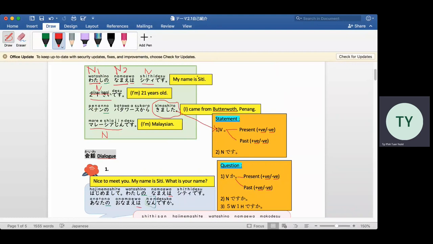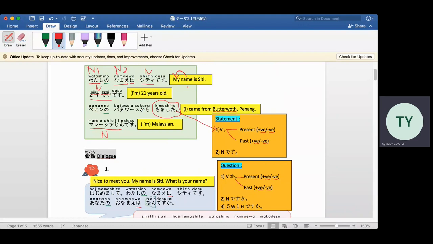Watashi no namae, my name. So the name belongs to my. That's why we put no. We cannot say watashi namae. Watashi becomes I, namae name. Now, I name. Is it correct in English? Not correct, right? So we have to change to my name. So my name, watashi no namae.